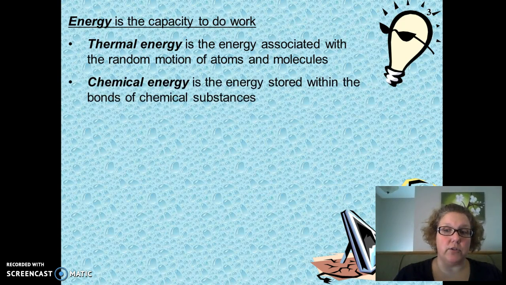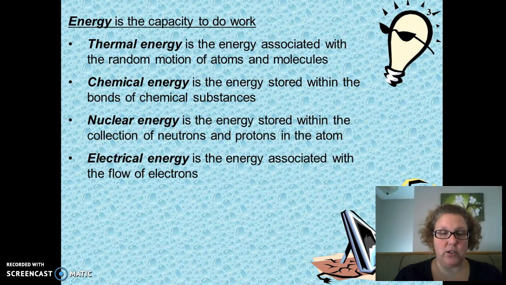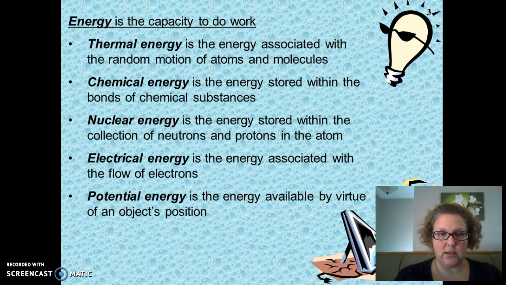All right, chemical energy is going to come up as well. Chemical energy is the energy stored within the bonds of chemical substances. So you can absorb or release energy by breaking and forming chemical bonds. Nuclear energy we won't get into. That's one of my favorites, though. That's the energy stored within the nucleus of the atom. Electrical energy we'll talk about more later. It's the energy associated with the flow of electrons.